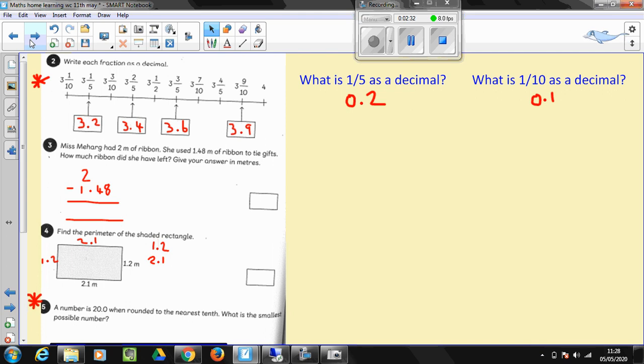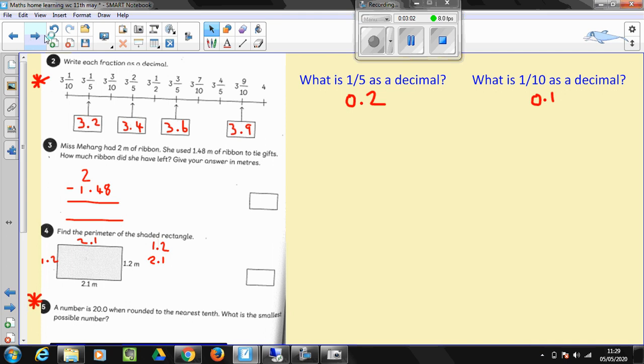So for question 2, first of all, I needed to know what 1/5 was as a decimal, and that was 0.2. That's a fact we all need to learn. Also, what is 1/10 as a decimal? That's 0.1, another fact we need to learn. So 3 wholes and 1/5 is the same as 3.2. 3 wholes and 2/5 is the same as 3.4. 3 wholes and 3/5 is 3.6, and 3 wholes and 9/10 is 3.9.